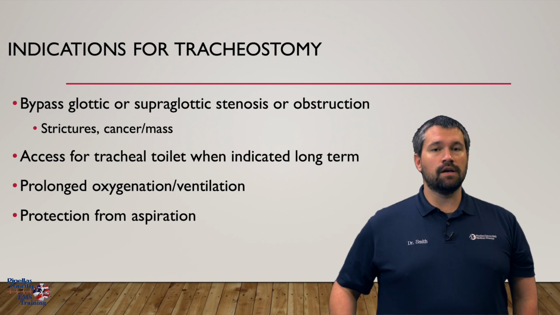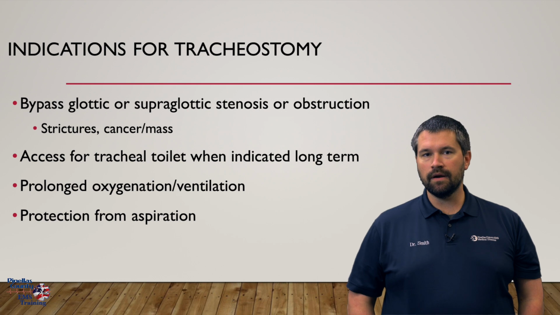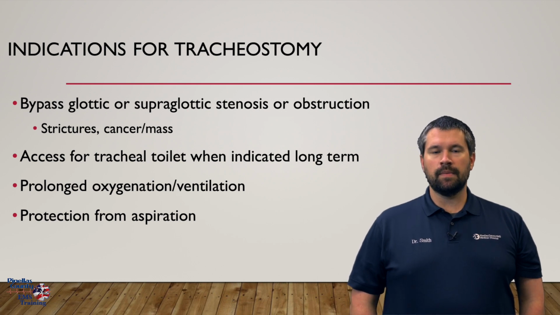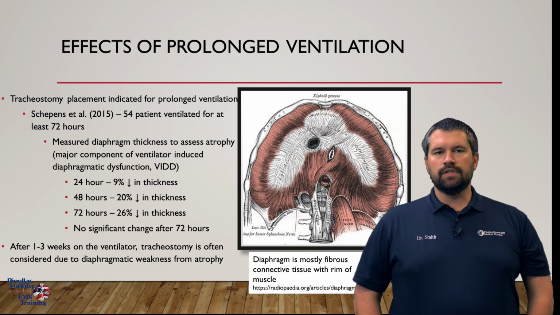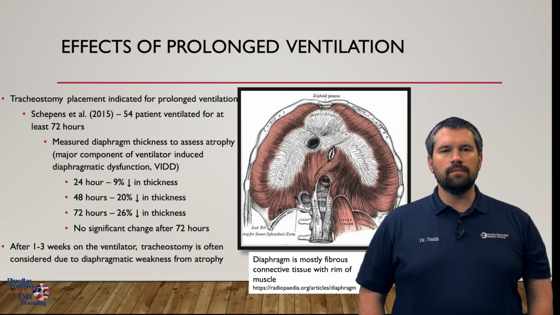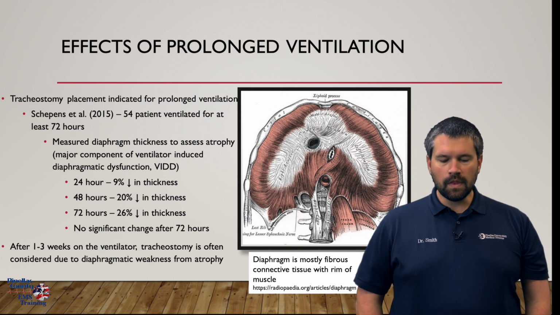Sometimes a patient needs prolonged oxygenation or ventilation, such as with a C-spine injury when they're paralyzed. And sometimes we do it to protect from aspiration, especially in elderly patients or patients who cannot protect their airway due to head traumas or chronic neurological conditions. So I wanted to dive a little bit deeper into prolonged ventilation. That's probably one of the most frequent reasons that we have to place tracheostomies in the surgical setting.